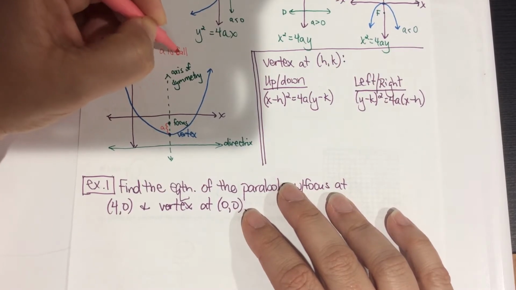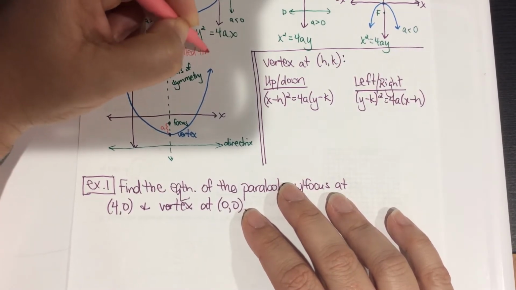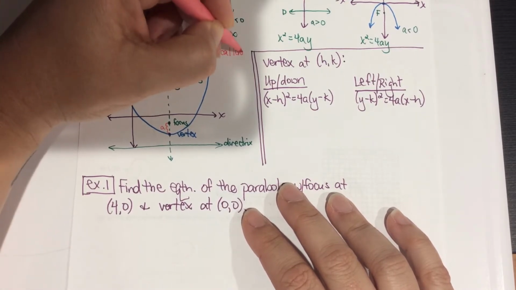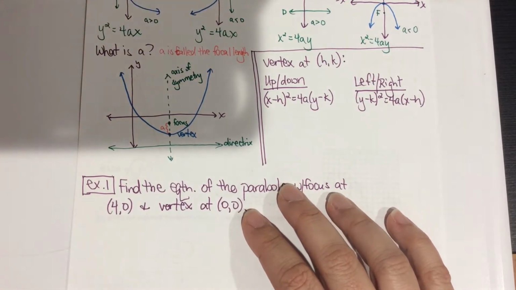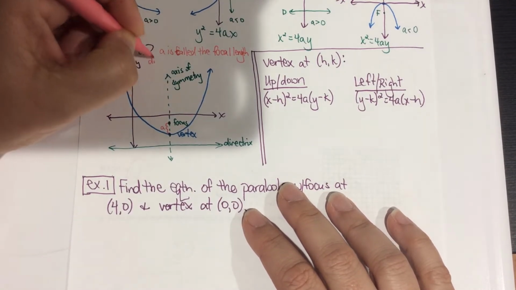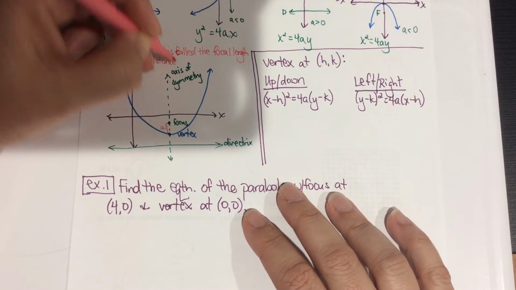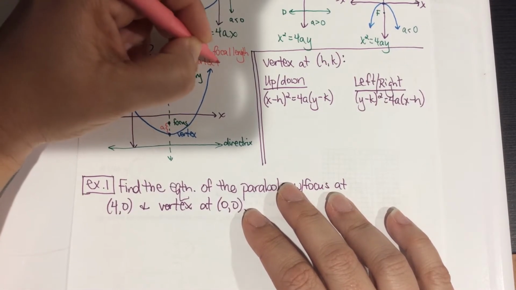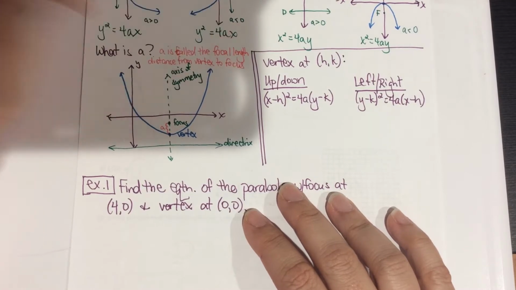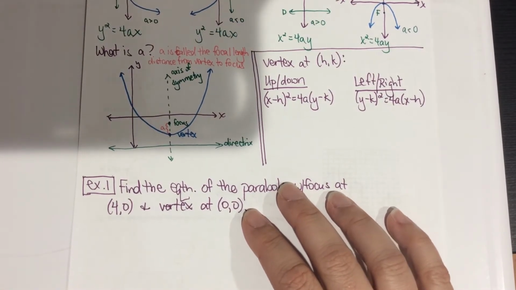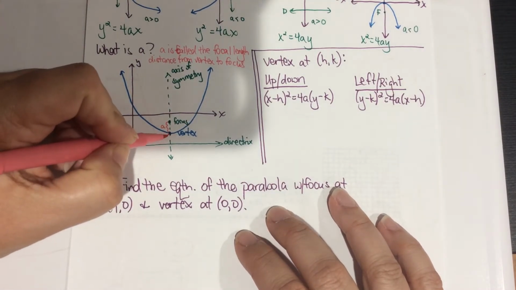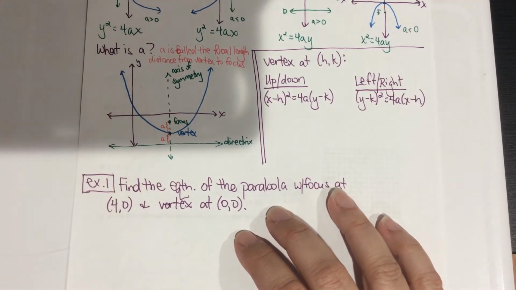Why did I just write fold? I was talking about the focal length, and I wrote an F when I didn't mean to. A is called the focal length. It is the distance from the vertex to the focus. Another interesting fact about parabolas is that distance is also the same as that distance.